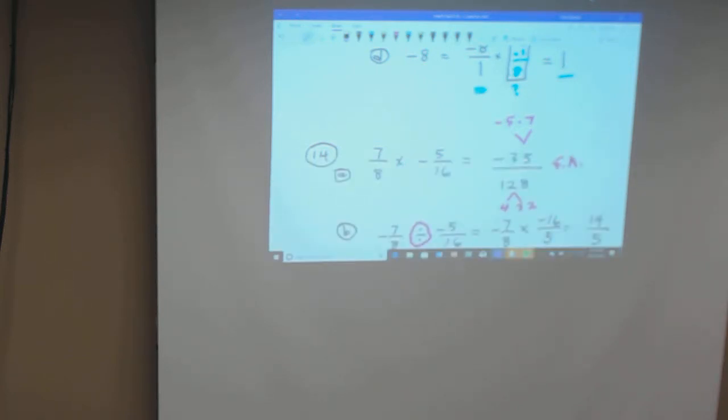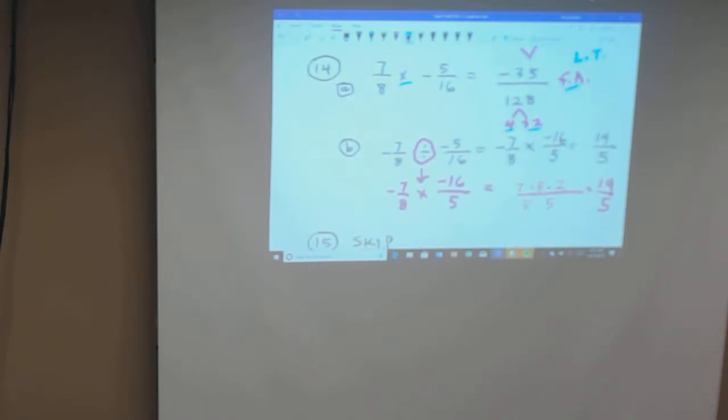7/8 times negative 5/16 is 7 times negative 5 is negative 35. 8 times 16 is 128. Can I reduce that down? Well, negative 35 with the factor tree becomes negative 5 and 7. 128 becomes 4 and 32. Am I going to get a negative 5 or a 7 out of 32? So it looks like that's lowest terms, or my final answer is negative 35 over 128.